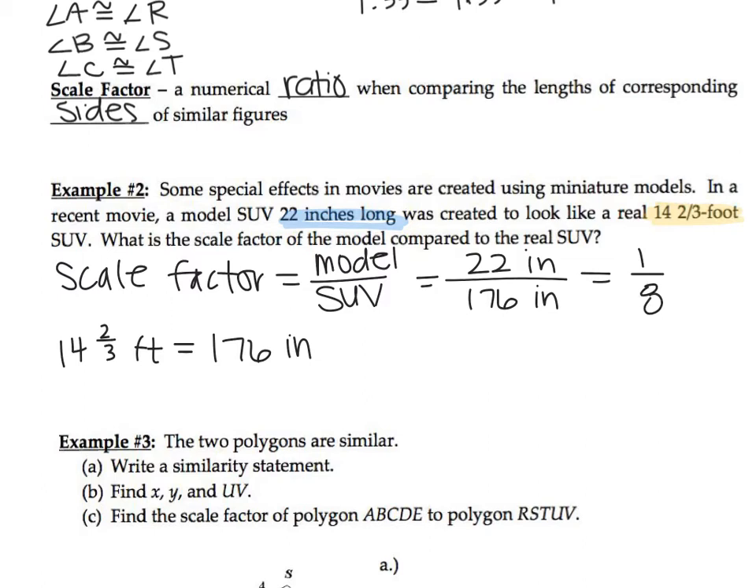Another way you can write it, because it is a ratio, is a ratio of 1 to 8. So what that means is 1 inch in the model corresponds to 8 inches on that real SUV. So that's what our ratio is telling us here. Our scale factor, I should say.